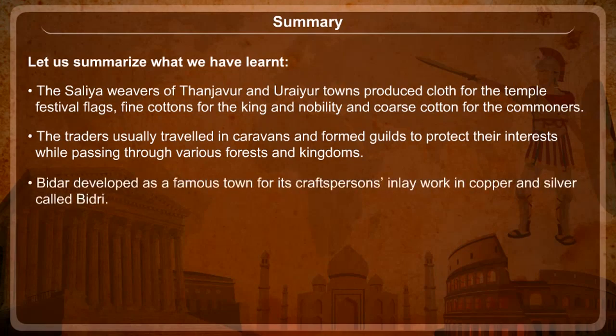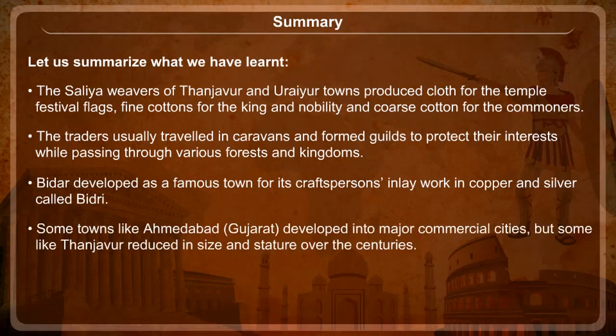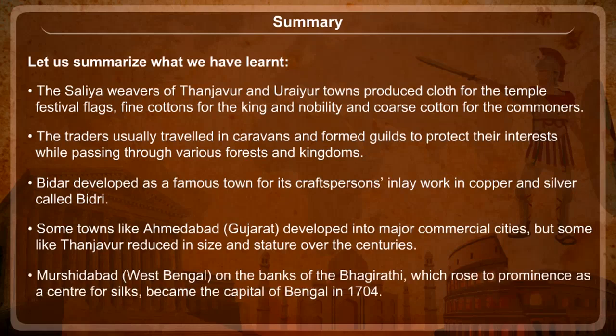Bidar developed as a famous town for its craftspersons' inlay work in copper and silver, called Bidri. Some towns like Ahmedabad, Gujarat, developed into major commercial cities, but some like Thanjavur reduced in size and stature over the centuries. Murshidabad, West Bengal, on the banks of the Bhagirathi, which rose to prominence as a centre for silks, became the capital of Bengal in 1704.